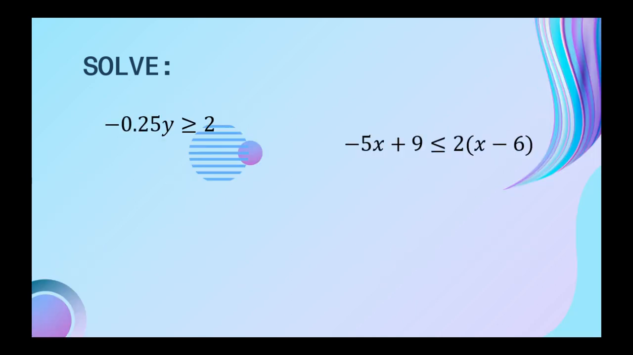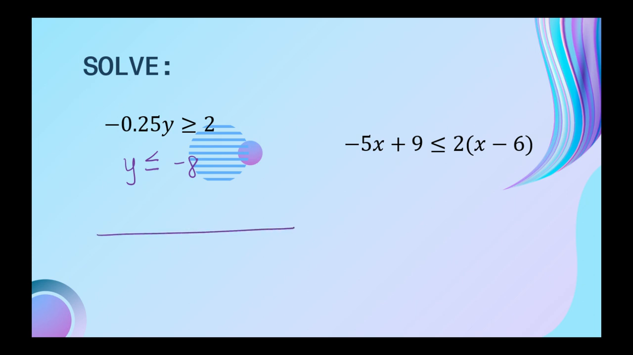Let's try a couple more. This one's pretty easy to solve. We just have to divide by the -0.25, and 2 divided by -0.25 is -8. If you don't believe me, check that on your calculator. But then because we're dividing by a negative, we're going to flip the direction of the sign. So instead of y is greater than, it becomes y is less than or equal to -8.